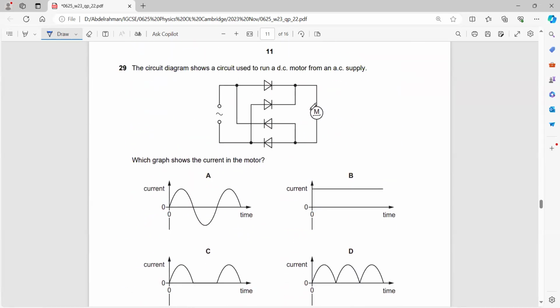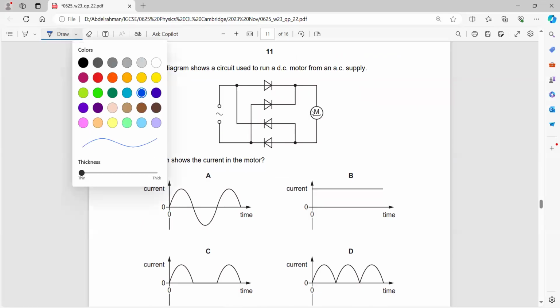The circuit diagram shows a circuit used to run a DC motor from an AC supply. Which graph shows the current in the motor? D. Did you say D? No, I said C. I'll tell you something. C would have been right.